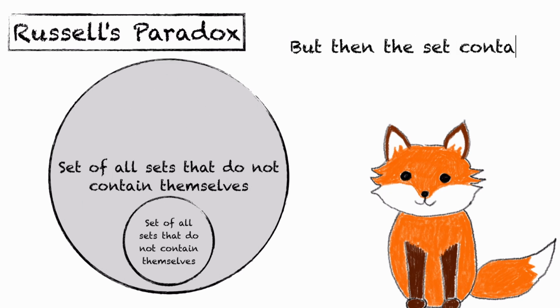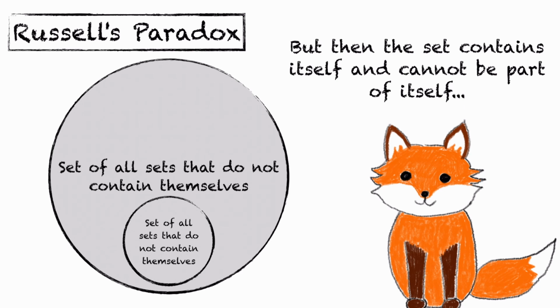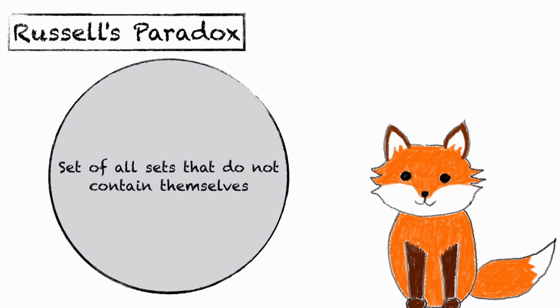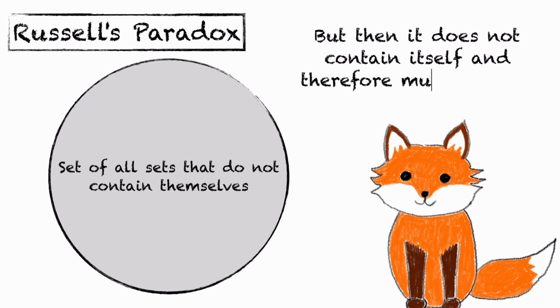But then the set cannot be part of itself, because the original set only contains sets that do not contain themselves. So case 2 must be true. The set does not contain itself. Wait a minute. If the set does not contain itself, then it must be part of itself, because every set that does not contain itself must be part of the set. If you do not want to end up like GLaDOS, do not think too much about this. Instead, let us finish with some paradoxes that are easier on the brain.